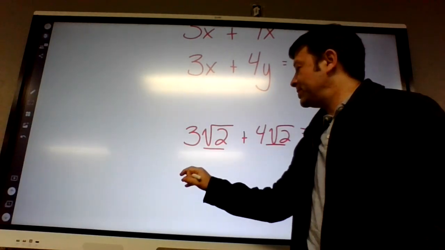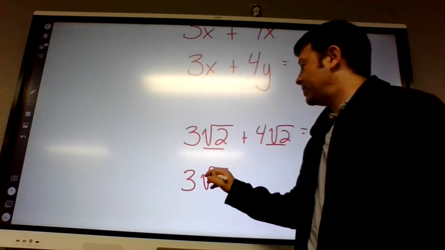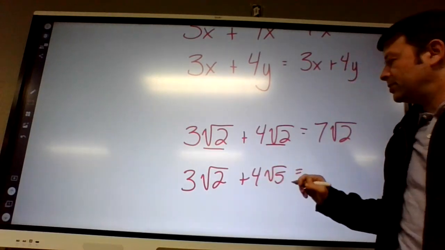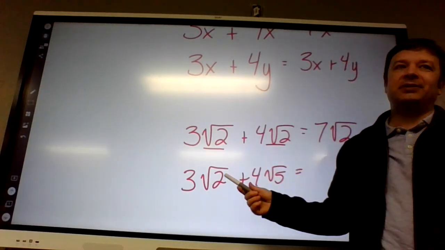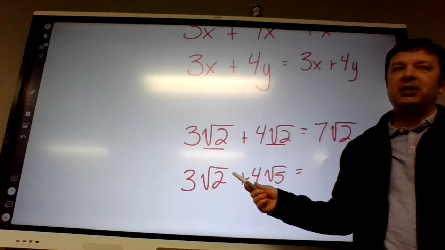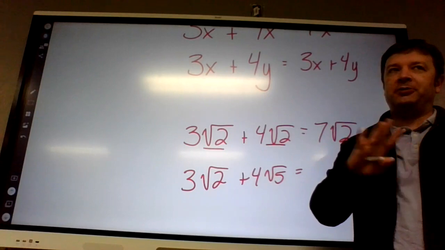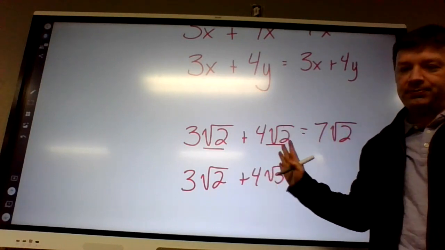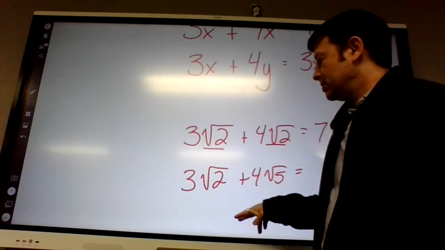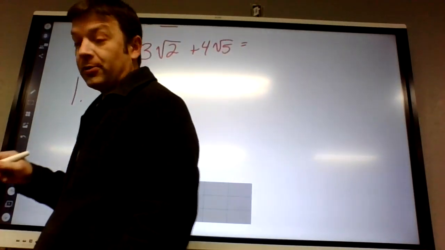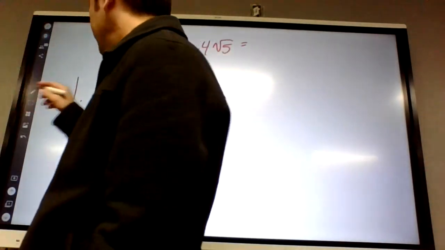Now what if I switch it to, what do you think 3 square root of 2 plus 4 square root of 5 would do? It doesn't simplify. Now we could put it in a calculator and make it spit out a decimal, but we're not doing that. We're just going to leave it alone.